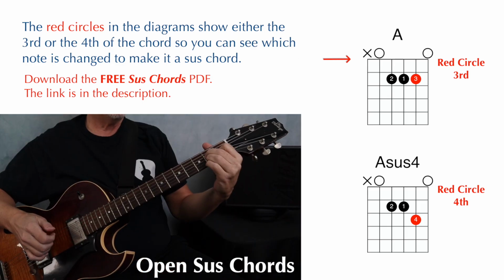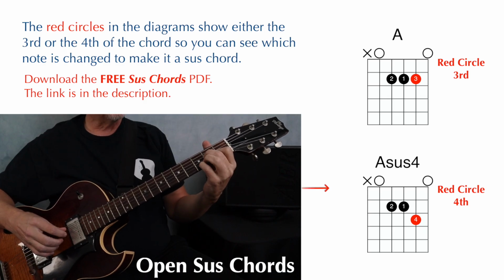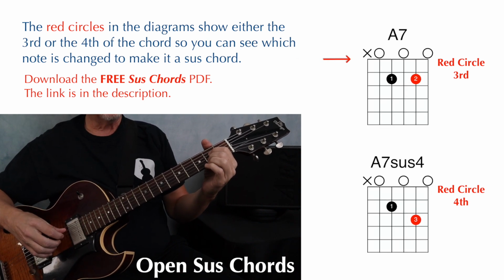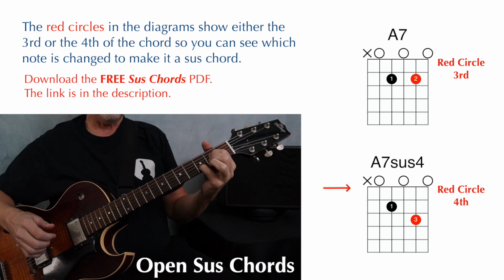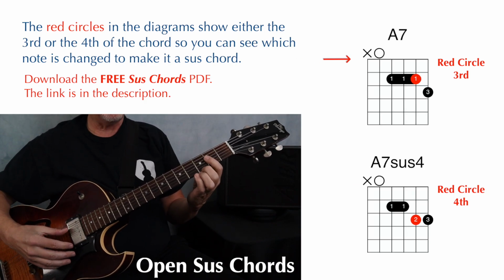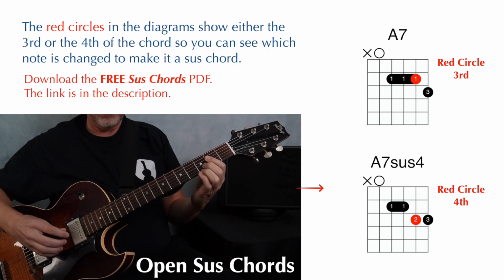A major. The third is on the second string. We raise that. And now we have an A sus4. A7. The third's in the same place on the second string. Again, we just raise it by one fret. Now we have an A7 sus 4. Here's another common way to play an A7. Third is still in the same place. Just raise it.